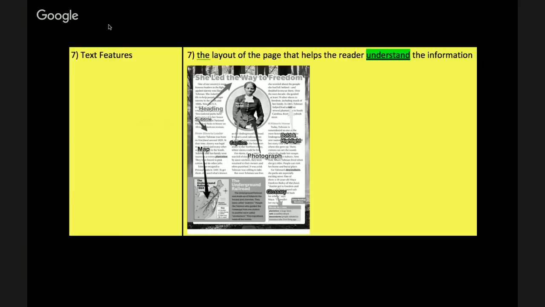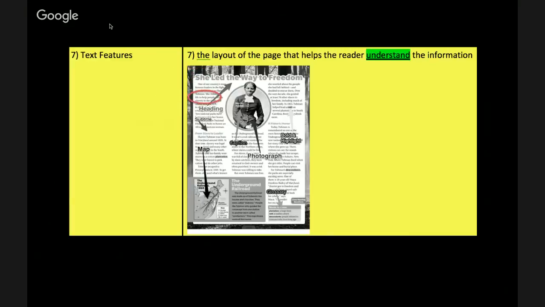All right, our last item is text features, and that's the layout of the page that helps the reader understand the information. And we are going to circle the different types of text features in this example, and there are arrows pointing to the sample, but we're going to circle the actual names of items.